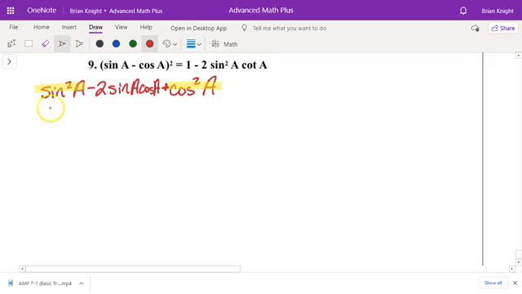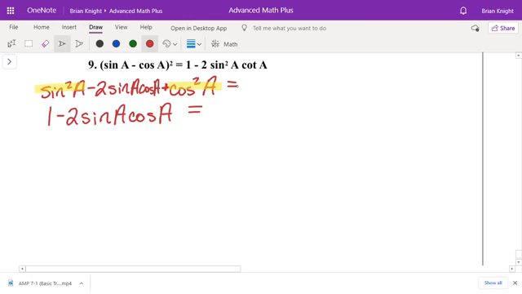So I'm left with 1 minus 2 sine A cosine A. Is that all we can do for that side? That is pretty much all we can do on that side. All right, so let's look at the left. What is different? There's a little 2 and there's a cotangent. Everything else we're good. We got the 1 minus 2. See, we're on the right track.